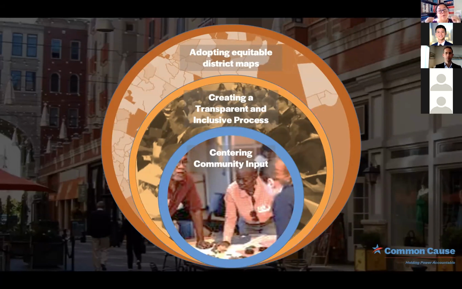And last, if you do that, if you make sure that it's transparent, inclusive, and that it centers on community input, you will have public confidence in the maps that are ultimately created, and you will be able to adopt equitable district maps. Next slide.